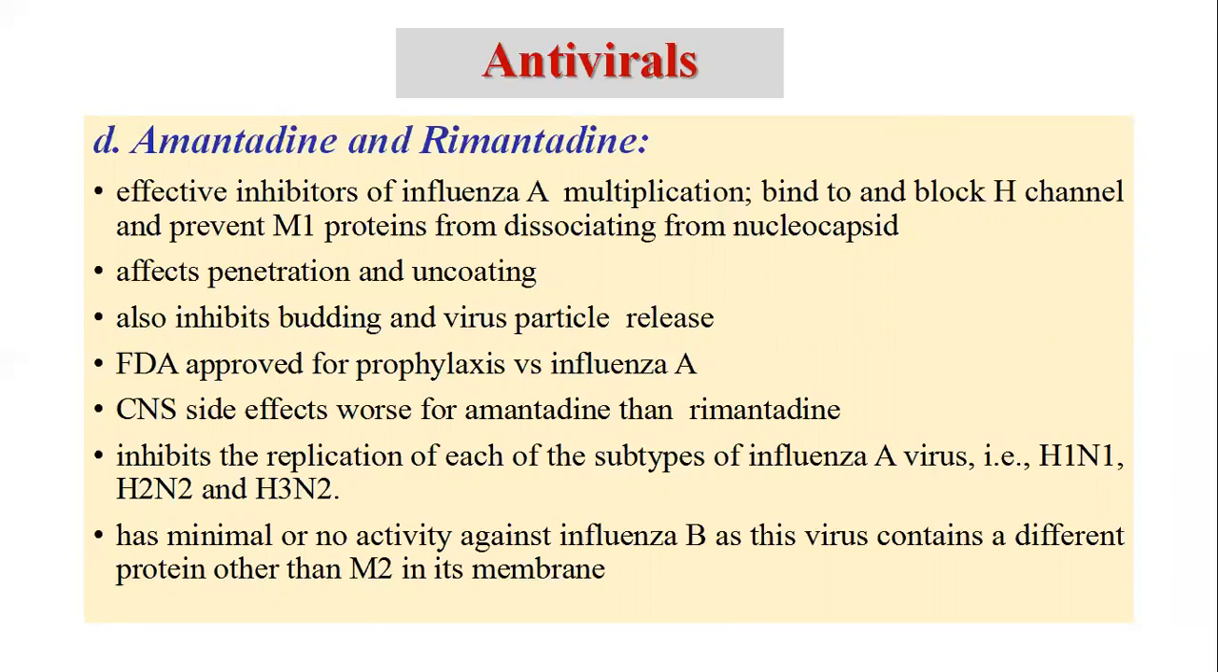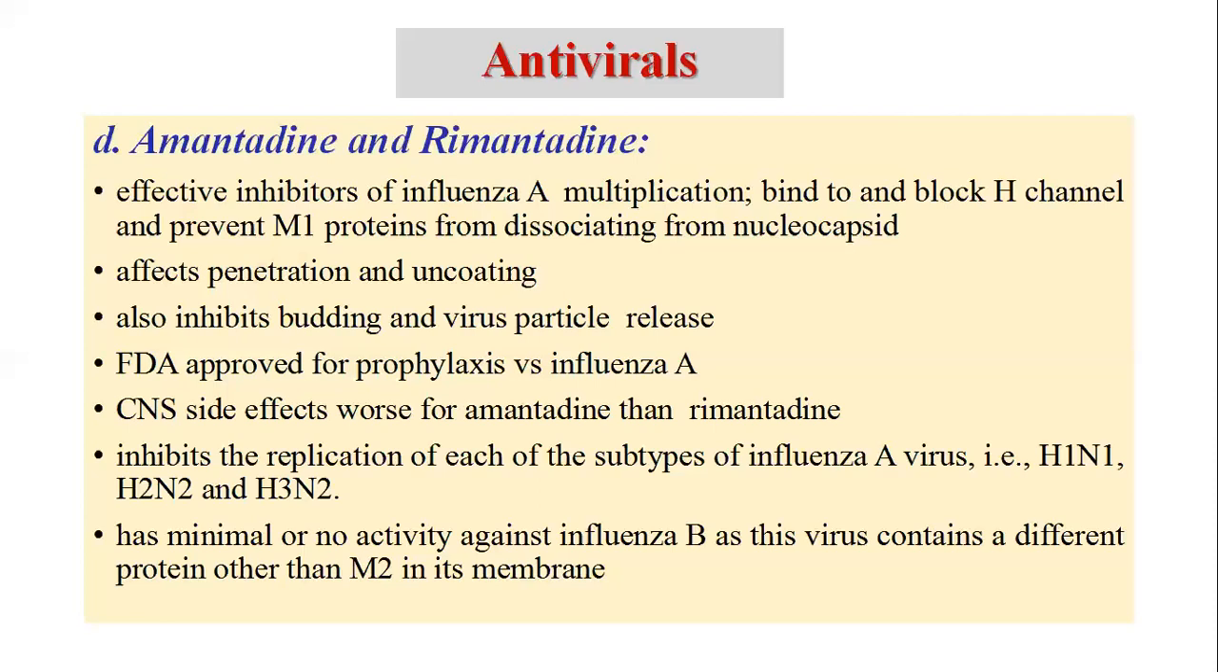This is approved by the FDA for prophylaxis against influenza A, but it has some side effects in the central nervous system. So amantadine has more side effects than rimantadine, and this particularly inhibits the replication of each of the subtypes of influenza virus. So H1N1, H2N2, H3N3, they are active against all these subtypes of influenza A virus.